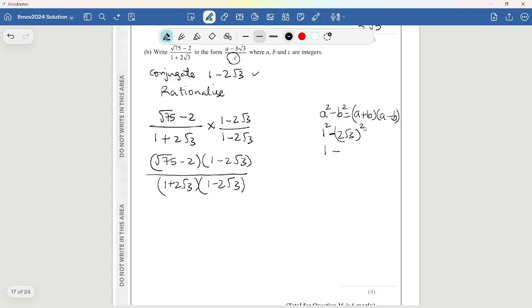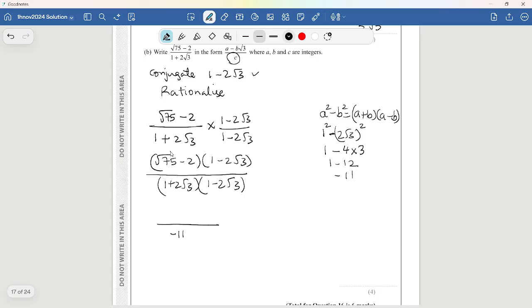So if I simplify this, 1 squared is 1 minus 2 root 3 whole squared. So the square is for 2 and the square is for root 3. So 2 squared is 4 times root 3 squared is just 3. So this is 1 minus 4 times 3. We apply BODMAS here. We first multiply 4 threes is 12 and then take away. So 1 take away 12 gives you negative 11. So this is your denominator. Let us try to simplify the numerator as well now. So I've got the denominator as negative 11.